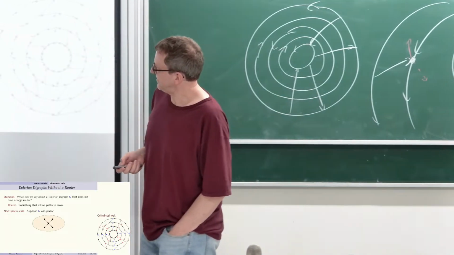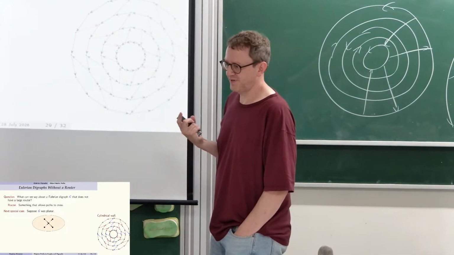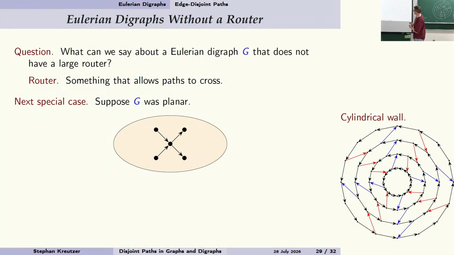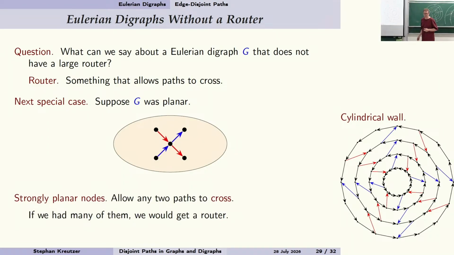And here's another special case, which is very specific to embedded Eulerian digraphs. What if, let's say, our graph is planar, and we had a planar drawing like this. Right? So these two incoming edges form one side, if we draw a circle around this thing, then the two incoming here, and the two outgoing edges. Then this is perfect for us, right? Because here I can use it to cross paths.